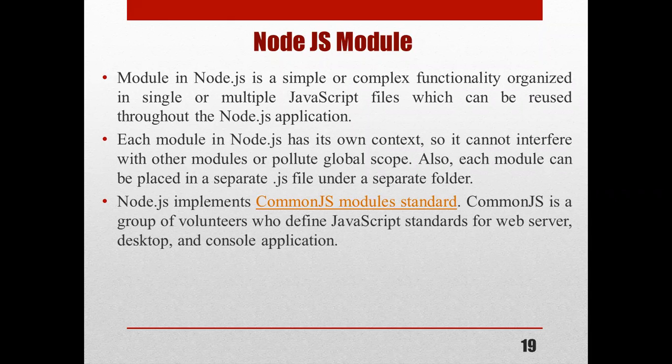Each module in Node.js has its own context, so it cannot interfere with other modules or pollute the global scope. Also, each module can be placed in a separate .js file under a separate folder. Each module is saved in a separate place, with the .js extension.